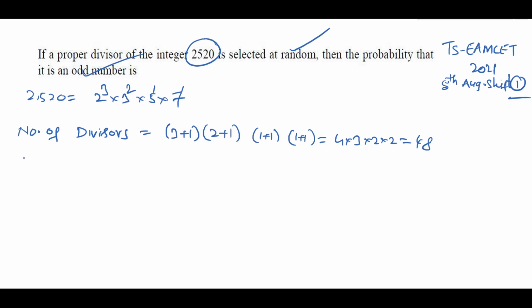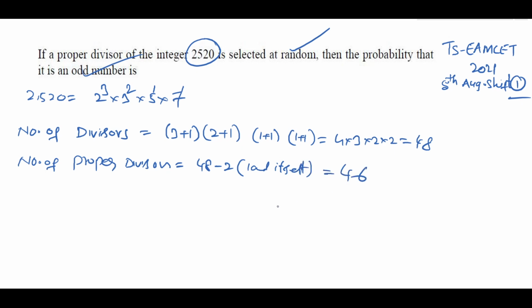So the number of proper divisors is equal to 48 minus 2, since 1 and the number 2520 itself are deleted. That is 48 minus 2 is 46.